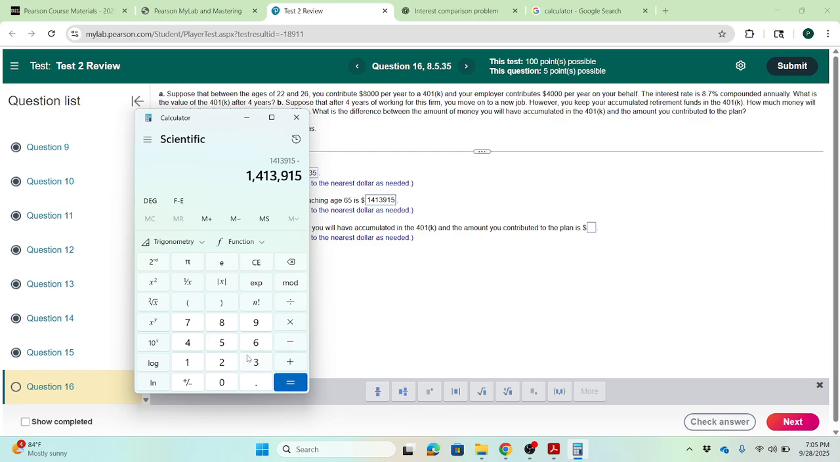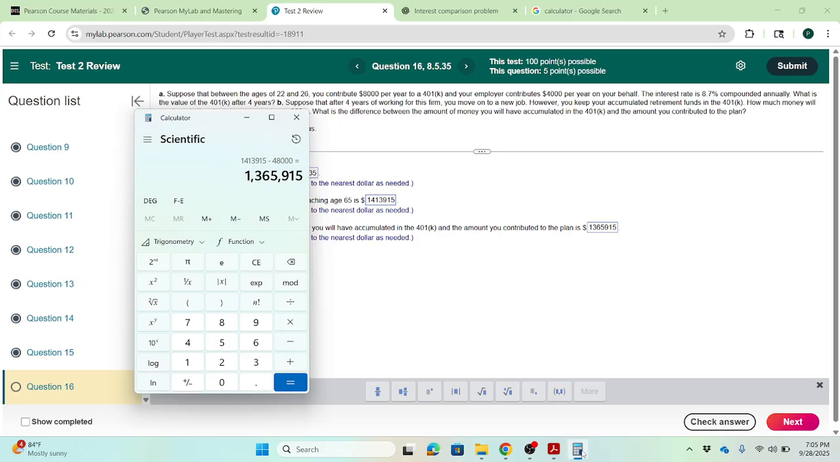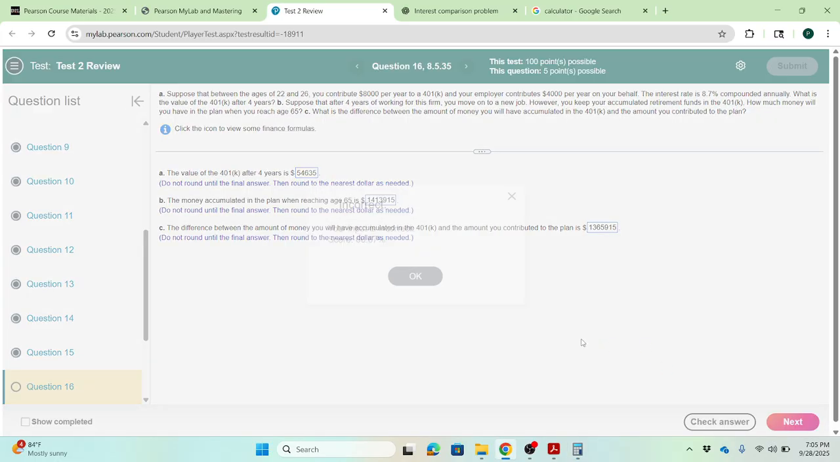1,413,915 minus 48,000. Keep in mind this 48,000 is coming from you, 8,000 per year, and your employer, which is 4,000 per year. So altogether it's 12,000 per year for 4 years, which is 48,000. That's what I'm doing, so the answer is supposed to be 1,365,915. Let's check the answer.